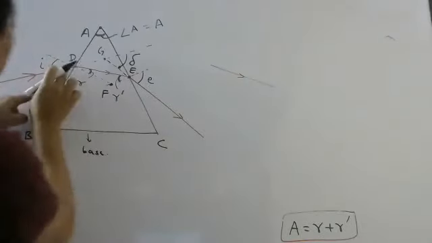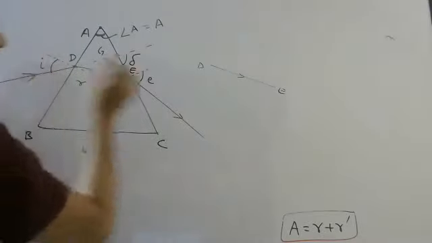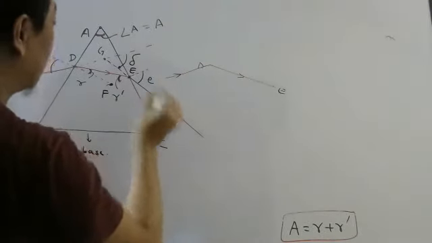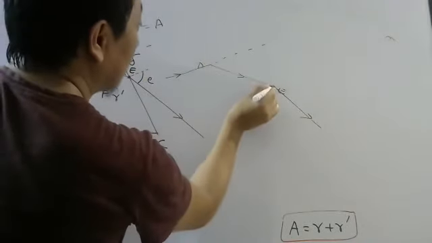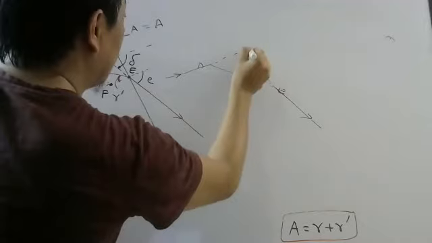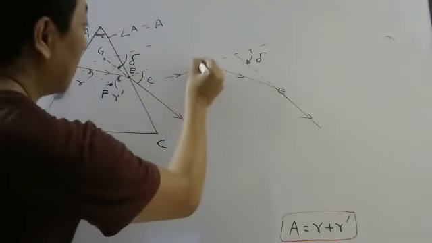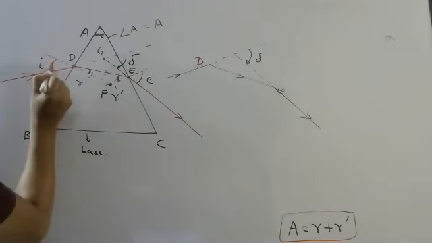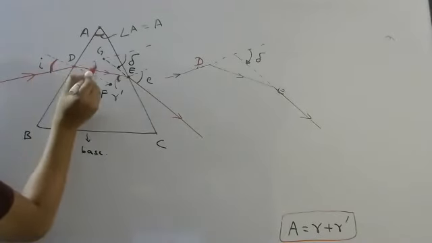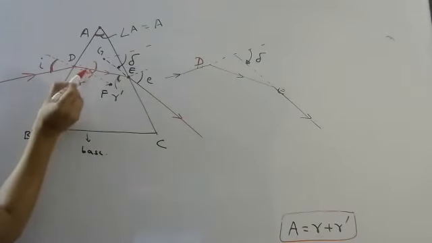So this is your DE, right? This is incident ray coming like this. This is emergent ray going like this. So this is your deviation. Now look carefully, students. This is your D, I just made it separately. So you can see here now, this angle is I. So opposite angle will be also I. But this is R. So remaining will be what?